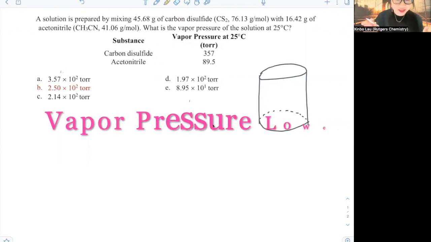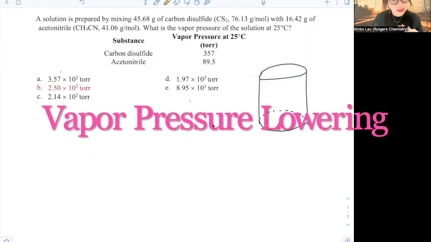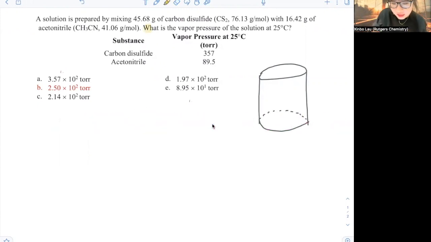Next question, let's start to look at it and see what this is about. As always, we can look into what the question itself is saying: what's the vapor pressure of this solution? Quickly, we should think about what we know about this topic. Vapor pressure of a solution.